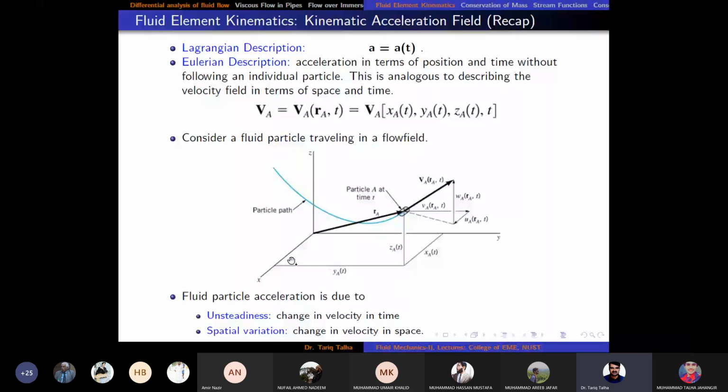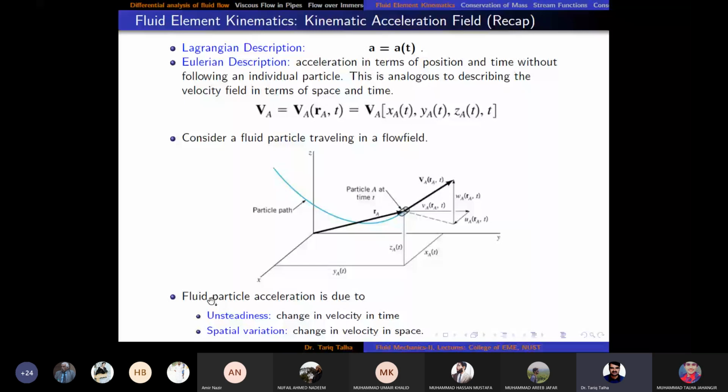The unsteadiness is that at one point, if the particles are moving through that point, how the velocity and other properties are changing at that particular point. So that is the unsteadiness. And the second, spatial variation, means that once a particle A moves from one location to another location, how its velocity varies. If its velocity changes, then there would be acceleration. That acceleration would be due to spatial variation. And if the acceleration is due to change in time, that is due to unsteadiness.